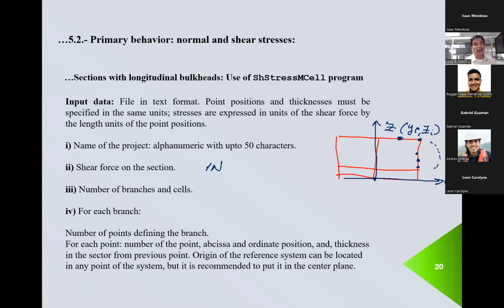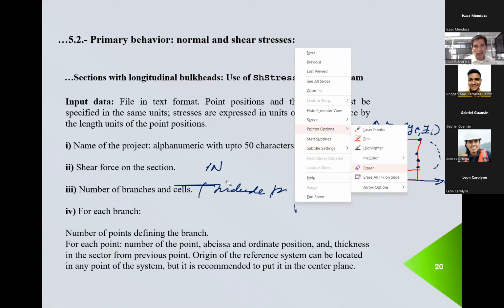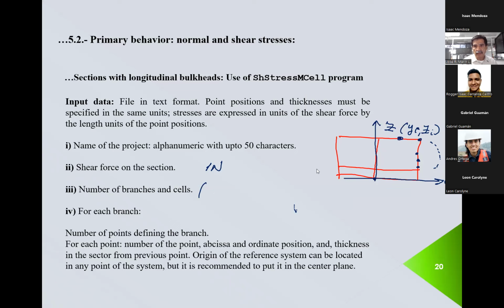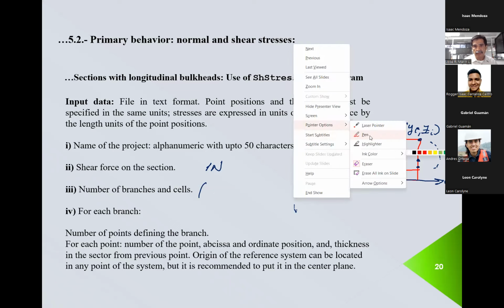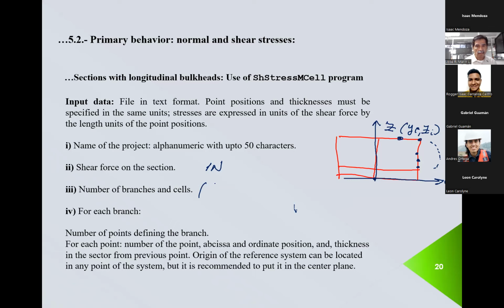Then we have to include a number of branches and cells. So here, you have to take previously your section, and you have to include the artificial cuts, and then with these artificial cuts, you can define the number of branches. The number of cells is easy. In this case, it's 4.